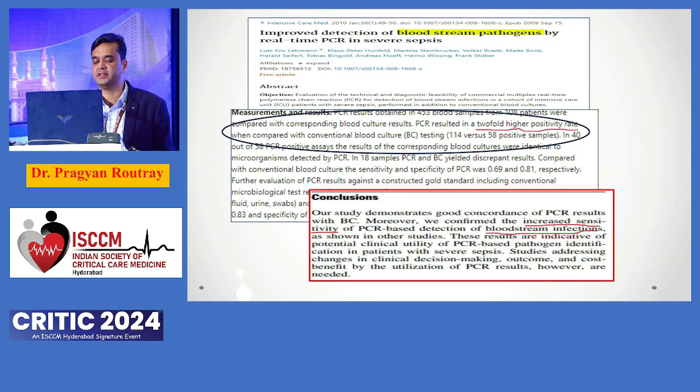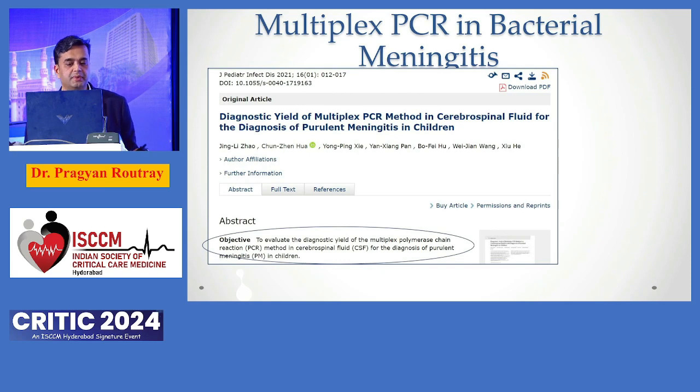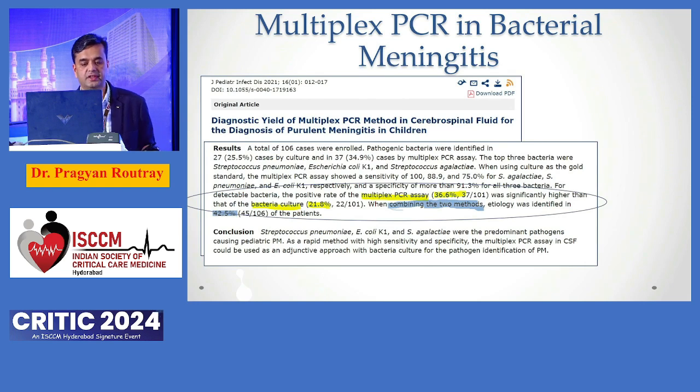It increases sensitivity significantly. Coming to multiplex PCR in bacterial meningitis, yes, their diagnostic yield is pretty high. In this study, they found that multiplex PCR was able to detect the organism in 36.6% of instances, while routine bacterial culture picked up 21.8%. Interestingly, if you use both of them, the yield is pretty high at 42.5%. This study was done on CSF in children.